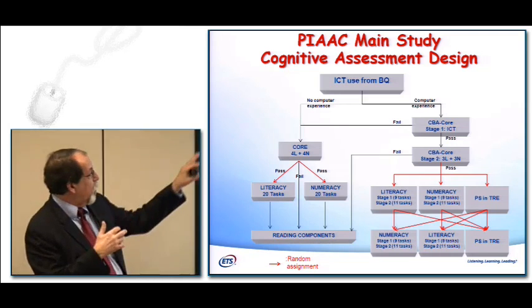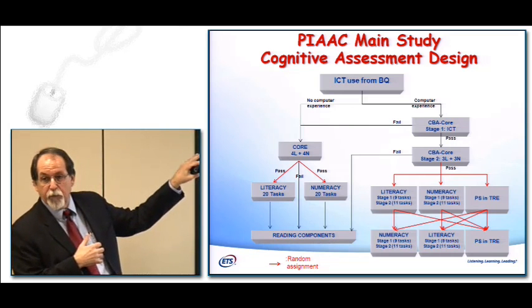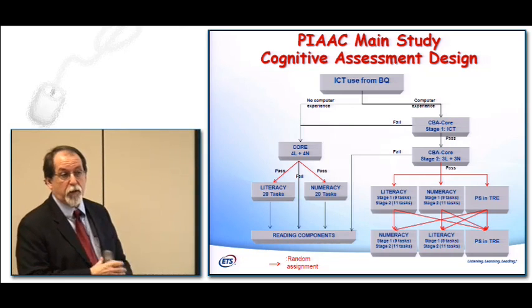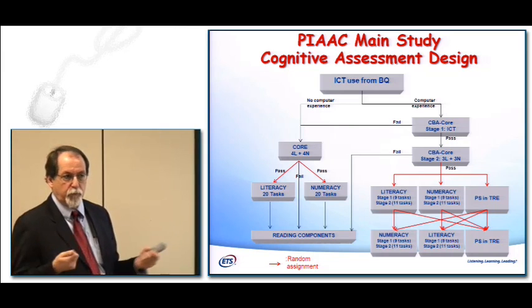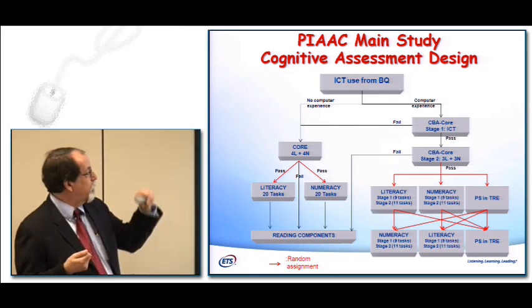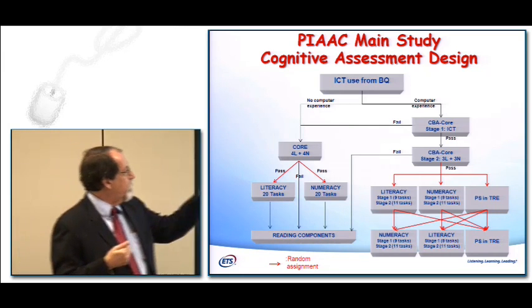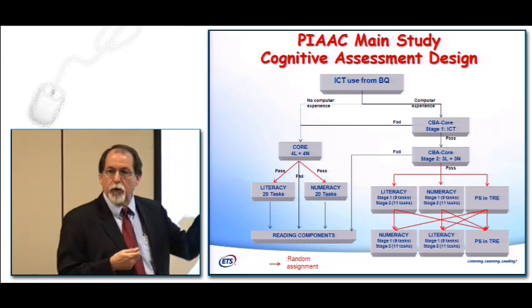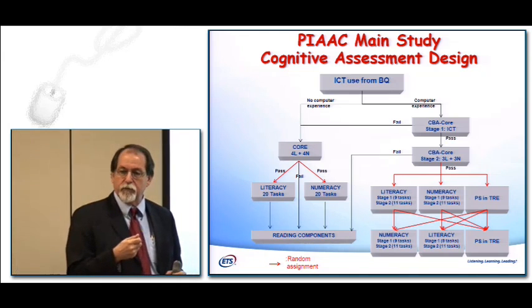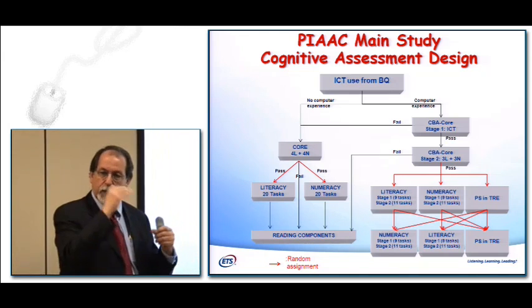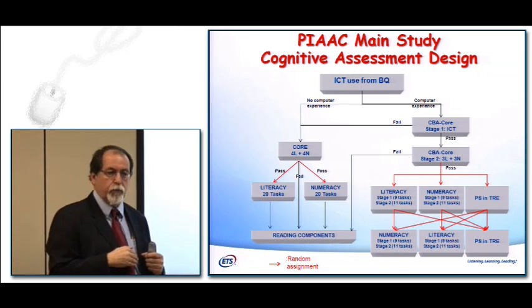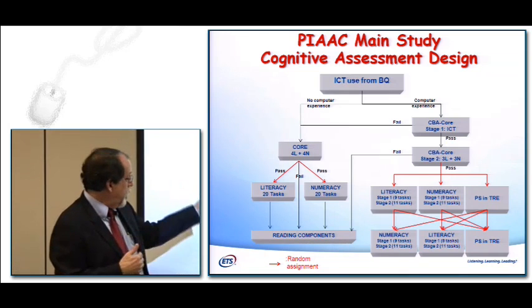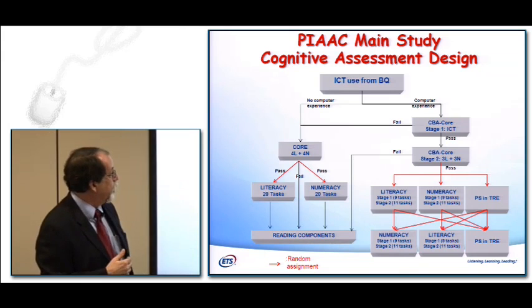One of the nice things about the computer is all the workflow was done on the computer. The interviewer didn't have to do much other than the BQ. So even on the paper side, it told them which booklet to give the person. It had the items that they were working on the computer so they could follow along. And everything was done in a pretty straightforward way.